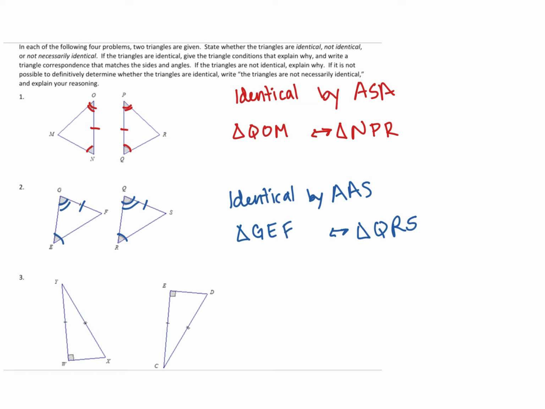In 3, I have side, side, angle, and side, side, angle. Side, side, angle isn't usually enough to say they are identical, but when that is a right angle, it is called hypotenuse leg. So they are identical.